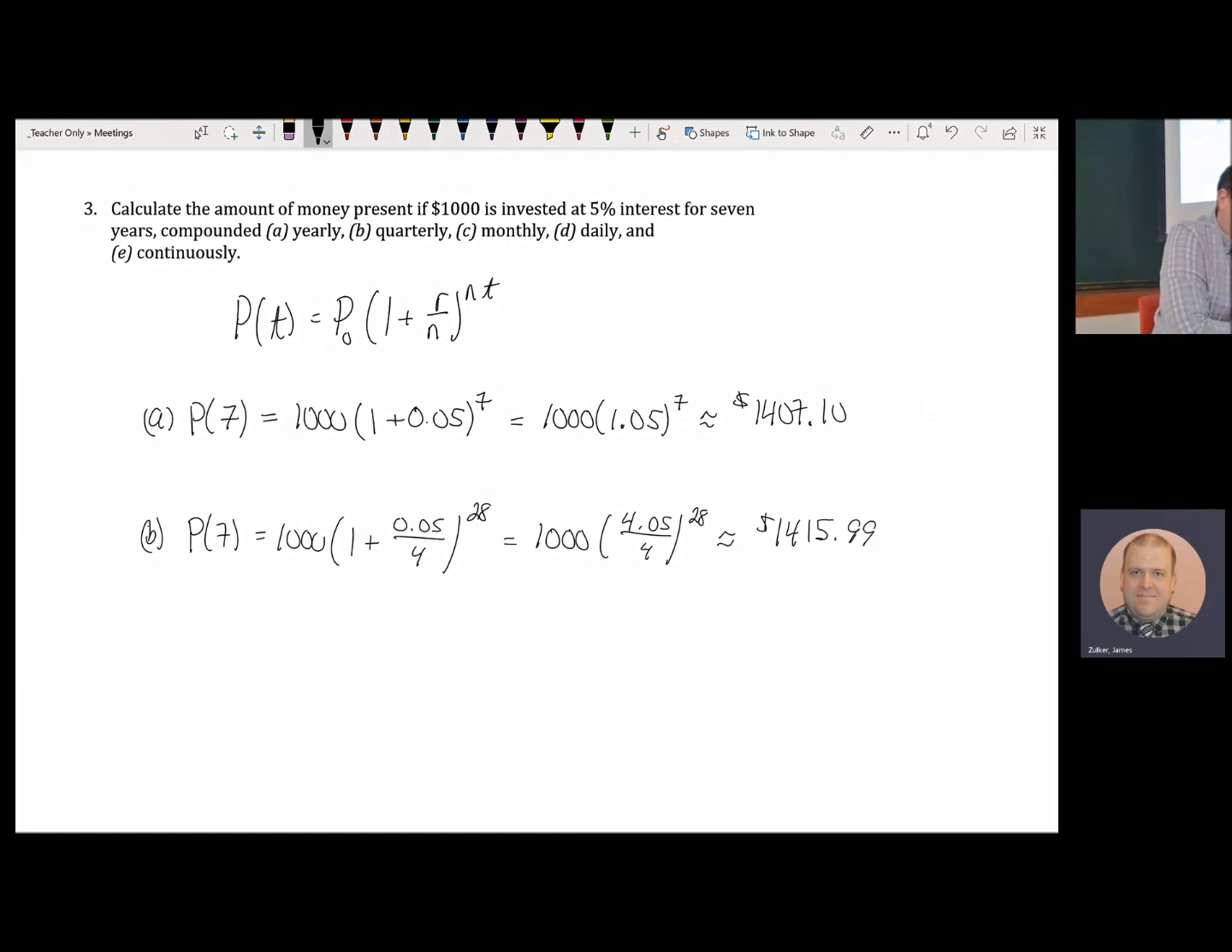So compounding quarterly, same amount of time, we gained $415.99 in interest, which is more than if it compounds annually, which makes sense, right? Because now it's compounding more times. So there's more opportunity to gain interest on interest earned.